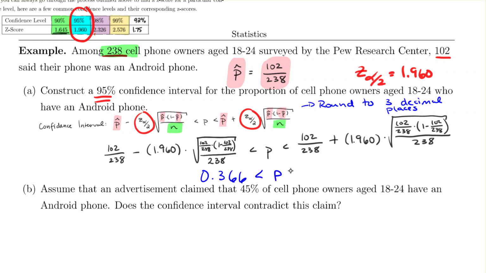0.366 for the lower bound, 0.491 for the upper bound.